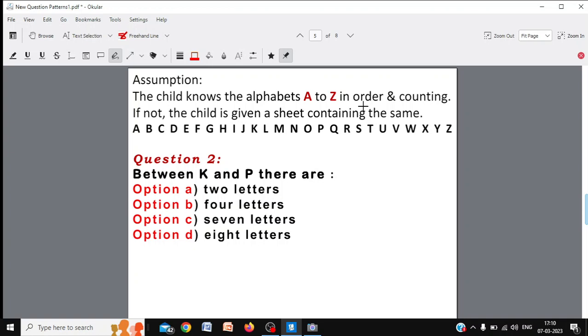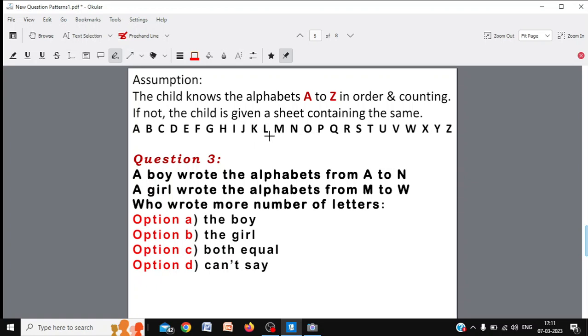Assumption: the child knows the alphabet A to Z and counting, at least counting 1 to 50. Now, between K and P, there are 2 letters, 4 letters, 7 letters, or 8 letters. So, you have the letter K and the letter P. Counting how many letters are there, just counting 1, 2, 3, 4, there are 4 letters. Again, it's a sort of unconventional question. The way we have been teaching children all these years, this seems to be a new kind of question, but this is based on understanding the question and application of the knowledge of A to Z and counting.